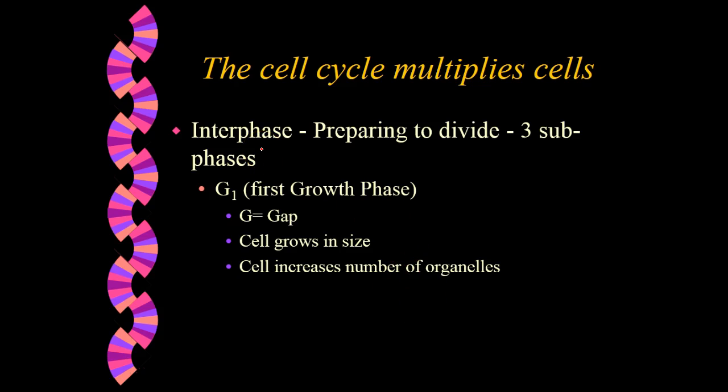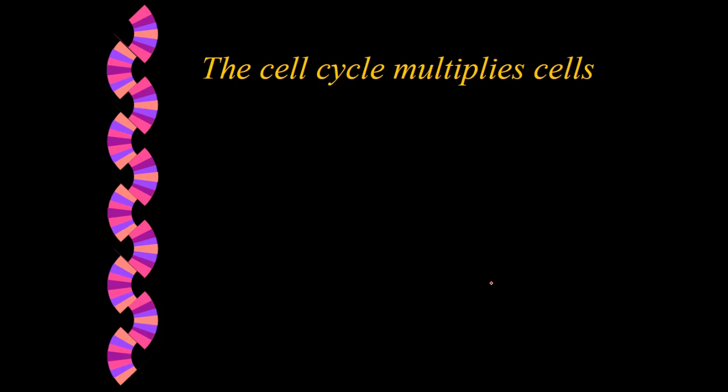Interphase is made up of three subphases. Remember, I said G1, S, and G2. This is just going through each of those subphases. The first subphase is G1. It's the first growth phase, but remember G stands for gap. Even though growth starts with a G, it's a good way to remember that growth occurs in G1 and in G2, but G stands for gap. And so gap 1 is the first growth phase. The cell grows in size, it gets larger, and increases the number of organelles so that each new daughter cell will have a complete set of organelles.